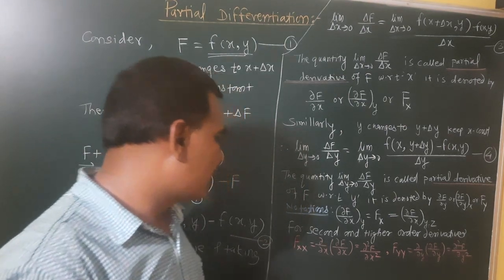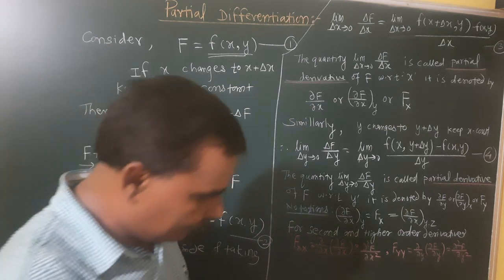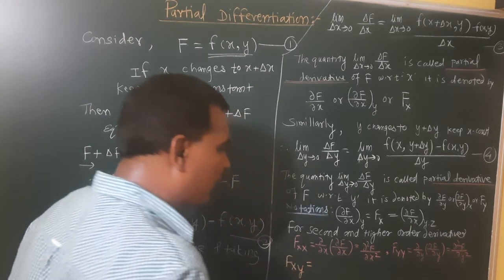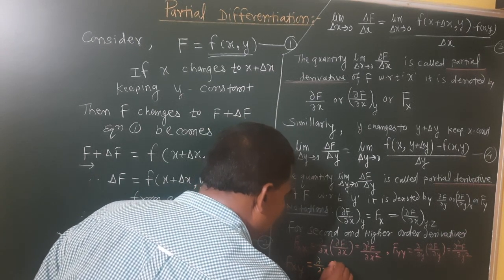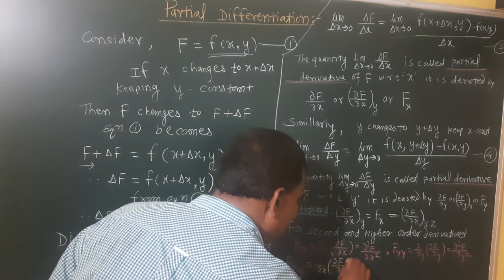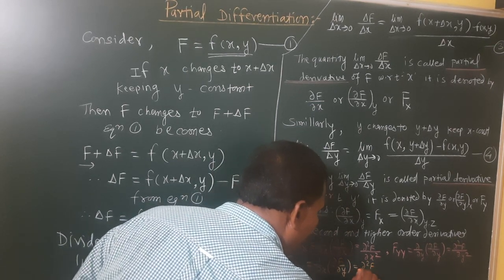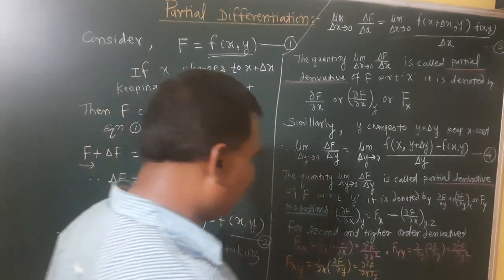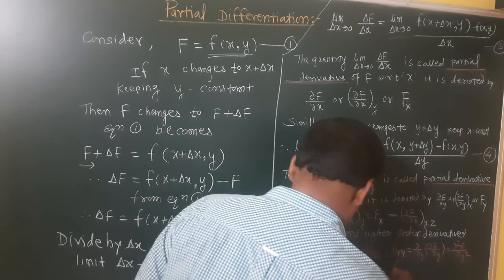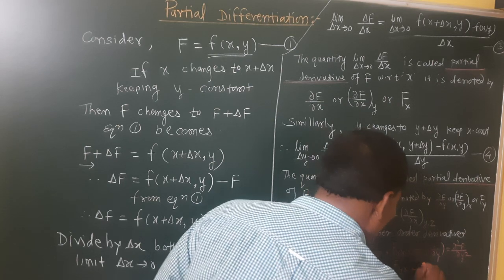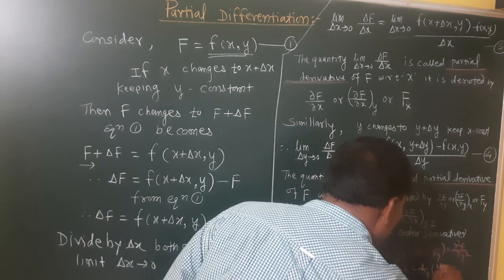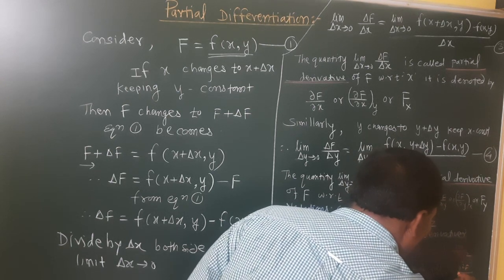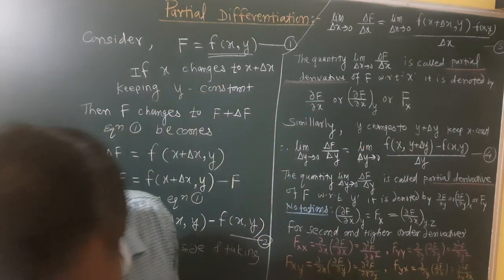After that, for mixed derivatives, the second one is fxy. For fxy, we have to write dou by dou x into dou f by dou y, and that is equals to dou square f upon dou x into dou y. And thirdly, we have to write f of yx, and that is equals to dou by dou y of dou f by dou x, and that is equals to dou square f upon dou y dou x.